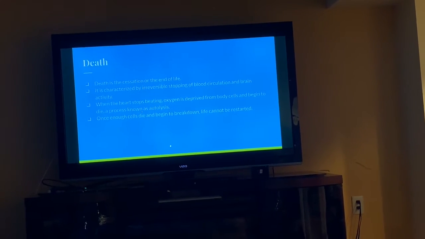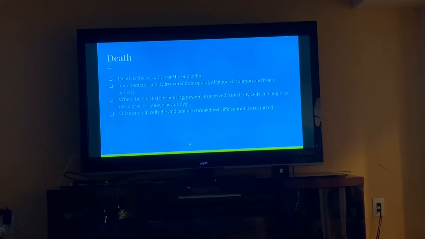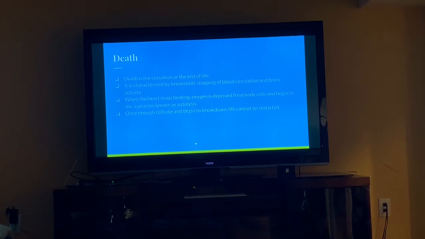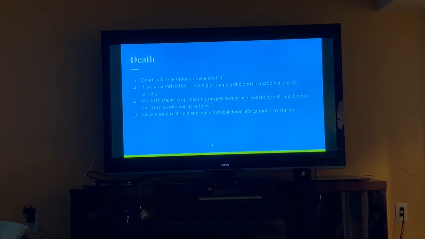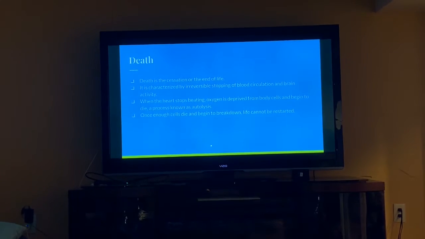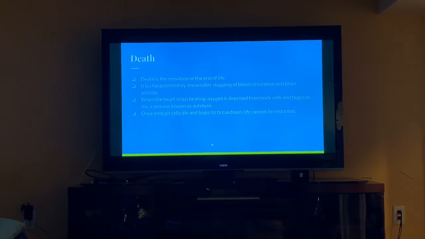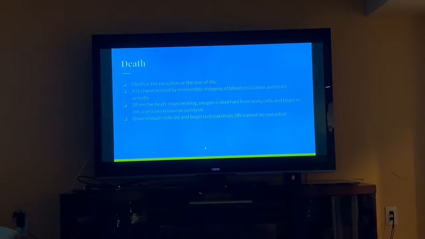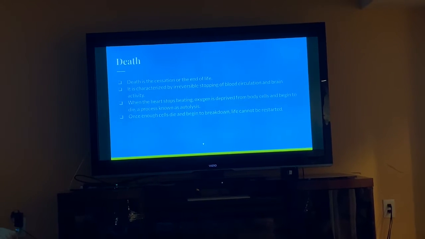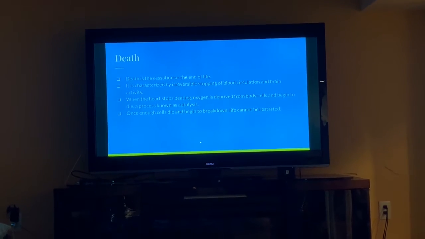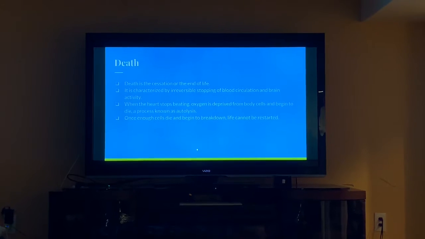So first here we have death. What's death, you ask? Well, obviously, as we all know, it's the end of life. Another definition of death is the cessation or the end of life. Death is characterized by irreversible stopping of blood circulation and brain activity. When the heart stops beating, oxygen is deprived from the body cells and begins a process known as autolysis. Once enough cells die and begin to break down, life cannot be restarted. Feel free to stop me anytime, by the way.